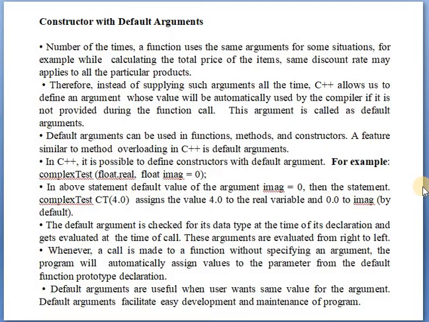Whenever a call is made to the function without specifying an argument, the program will automatically assign values to the parameter from the default function prototype declaration. Means when we call any function without passing any argument, it will automatically take the value from the function prototype. Default arguments are useful when the user wants the same values for the arguments. Default arguments facilitate easy development and maintenance of a program. Means if we want to keep the same value for the argument, we can use the default argument.